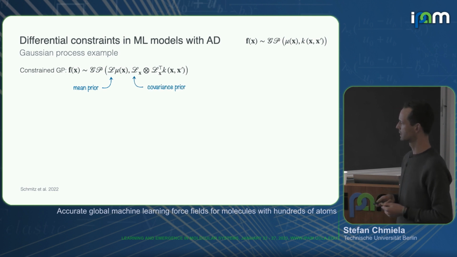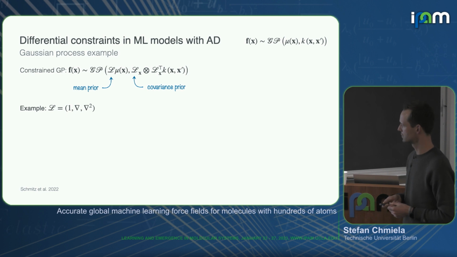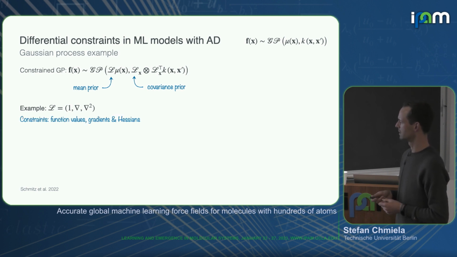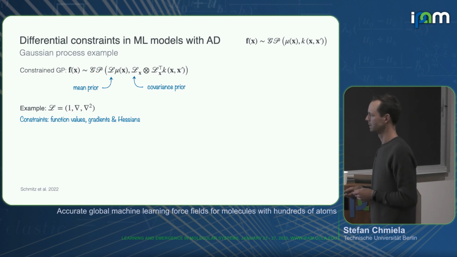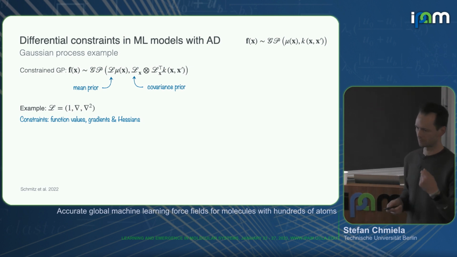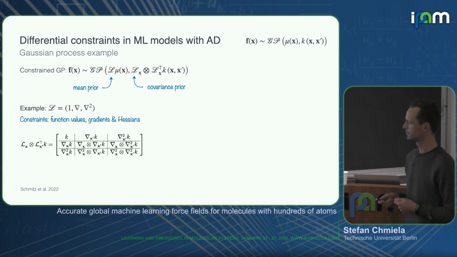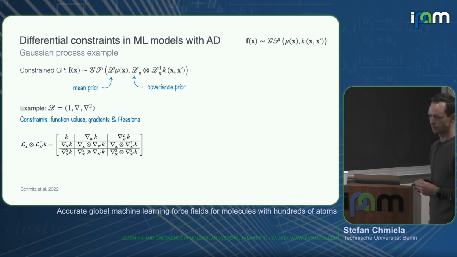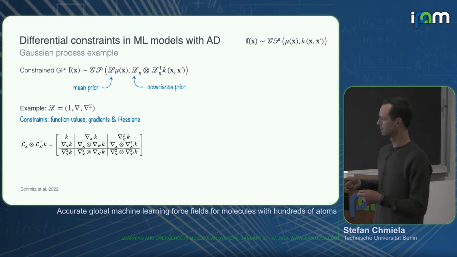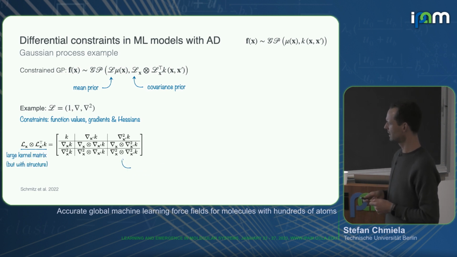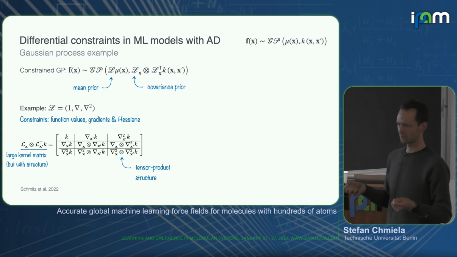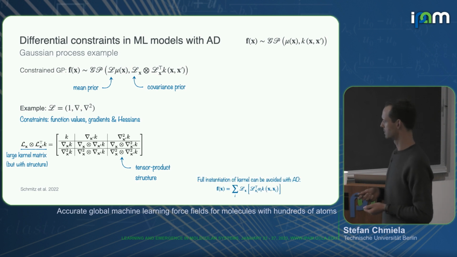So again, it's a Gaussian process. We impose some differential constraint here, and in this example we want to create a Gaussian process that can learn from function value observations, from gradient observations, as well as Hessian observations. If we combine all of those constraints into one model, we get a very complicated kernel, and this kernel contains all of the pairwise combinations of those constraints, which makes it very big.